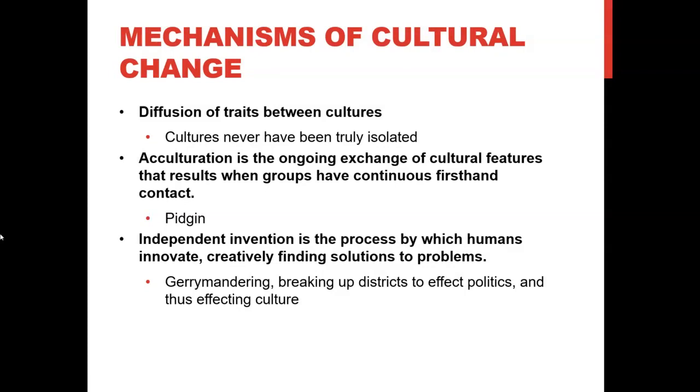Okay. Independent invention is the process by which humans innovate, creatively finding solutions to problems. It is exactly what it sounds like. It's just people thinking of new ideas to deal with things. So if you guys are into politics, you know what gerrymandering is. If you don't know already, in local politics they do things with your district, right? They want more funding, they want to enact this, enact that. Gerrymandering is purposefully breaking up the districts in certain ways so that you have a bigger voter block or a certain influence. It's purposely spacing out the districts so it benefits you. That's gerrymandering. That's a great example of independent invention changing culture.